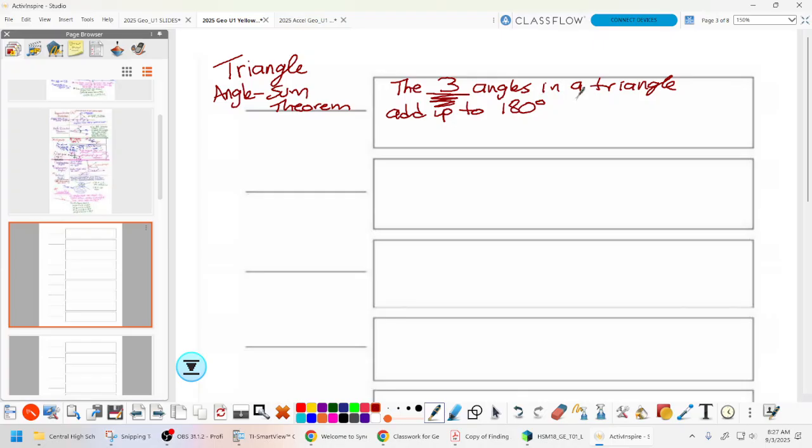And I think it's worth even putting this is always true. It doesn't matter what size the triangle is, it's always going to add up to 180 degrees. If it doesn't, it's not a triangle. Even if it's off by 0.1. Okay? We're not going to round or estimate.